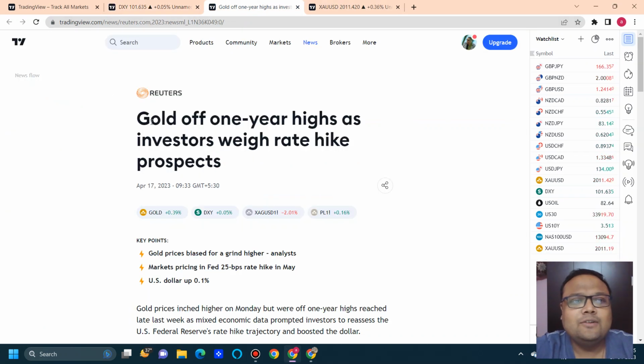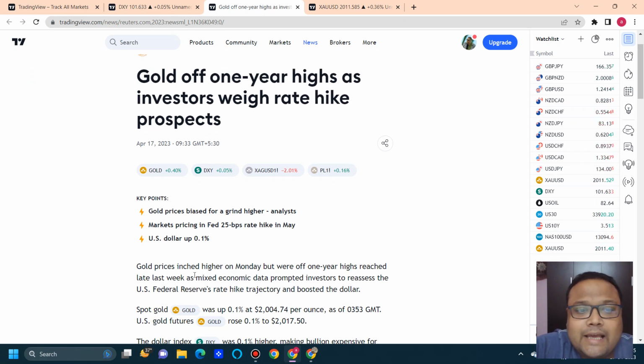And if you look at the news, we'll see: gold off 1-year highs as investors weigh rate hike prospects. Gold prices inched higher on Monday, but were off 1-year highs reached late last week, as mixed economic data prompted investors to reassess the US Fed Reserve's rate hike trajectory and boosted the dollar. And yes, I don't want to look at the news. I am frustrated. I have already explained in my previous videos.